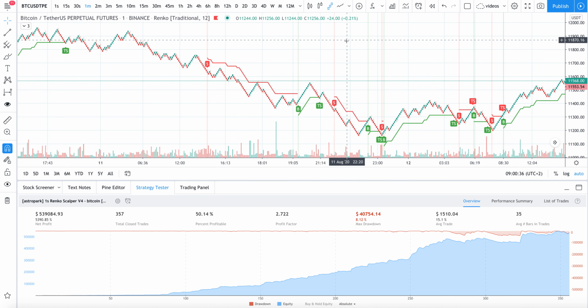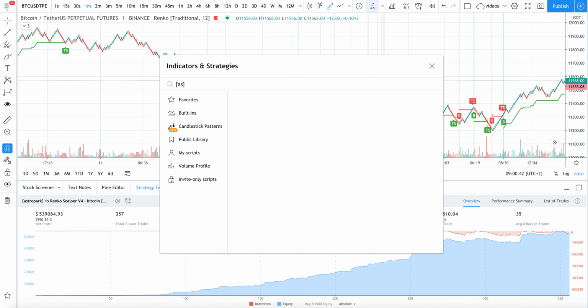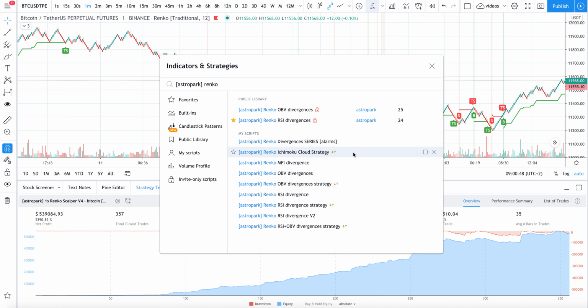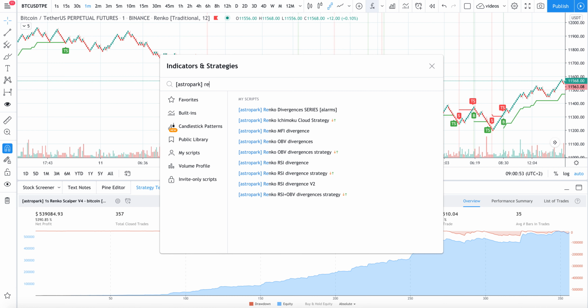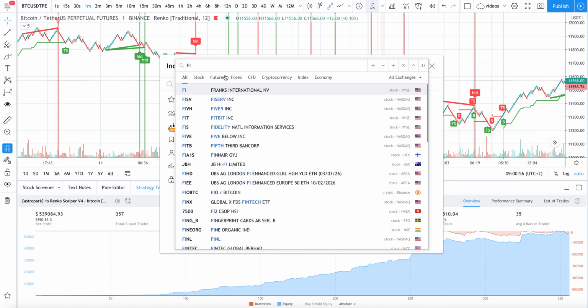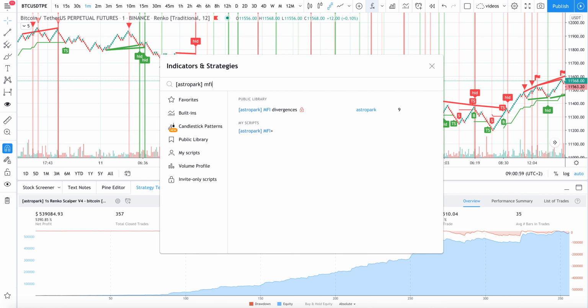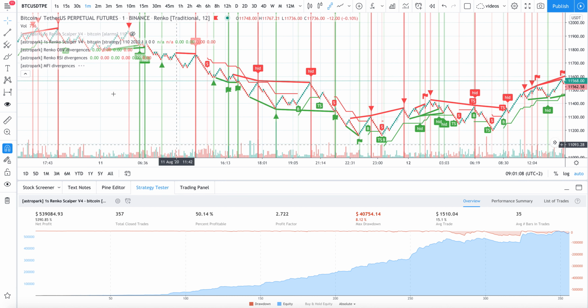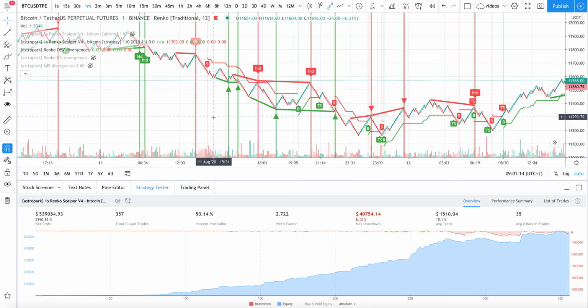How can you improve this strategy? For example, let's pick Renko, RSI, on balance and... no, you have to search here. Okay, for example, let's add some spicy. These are some divergences indicator I have built by myself.